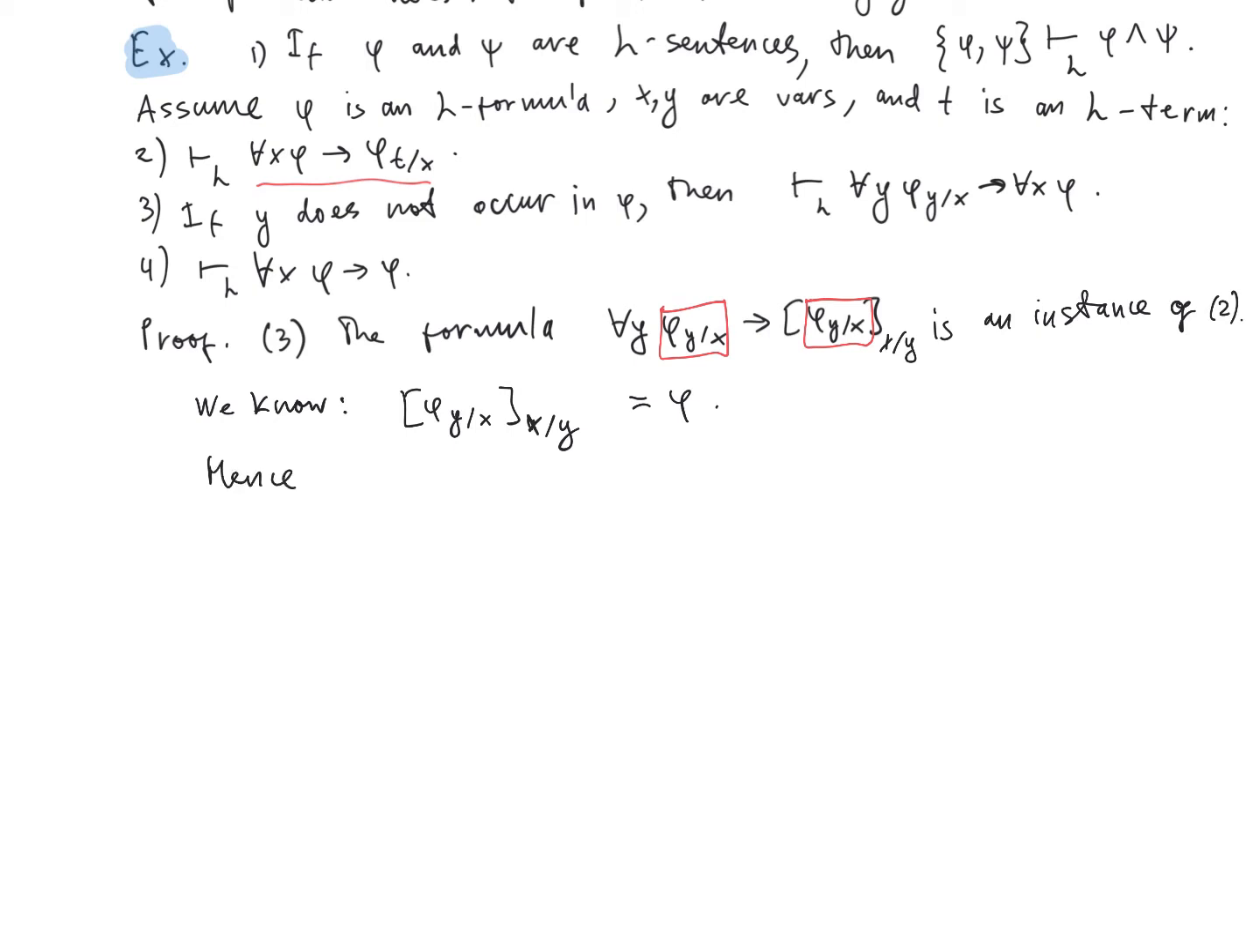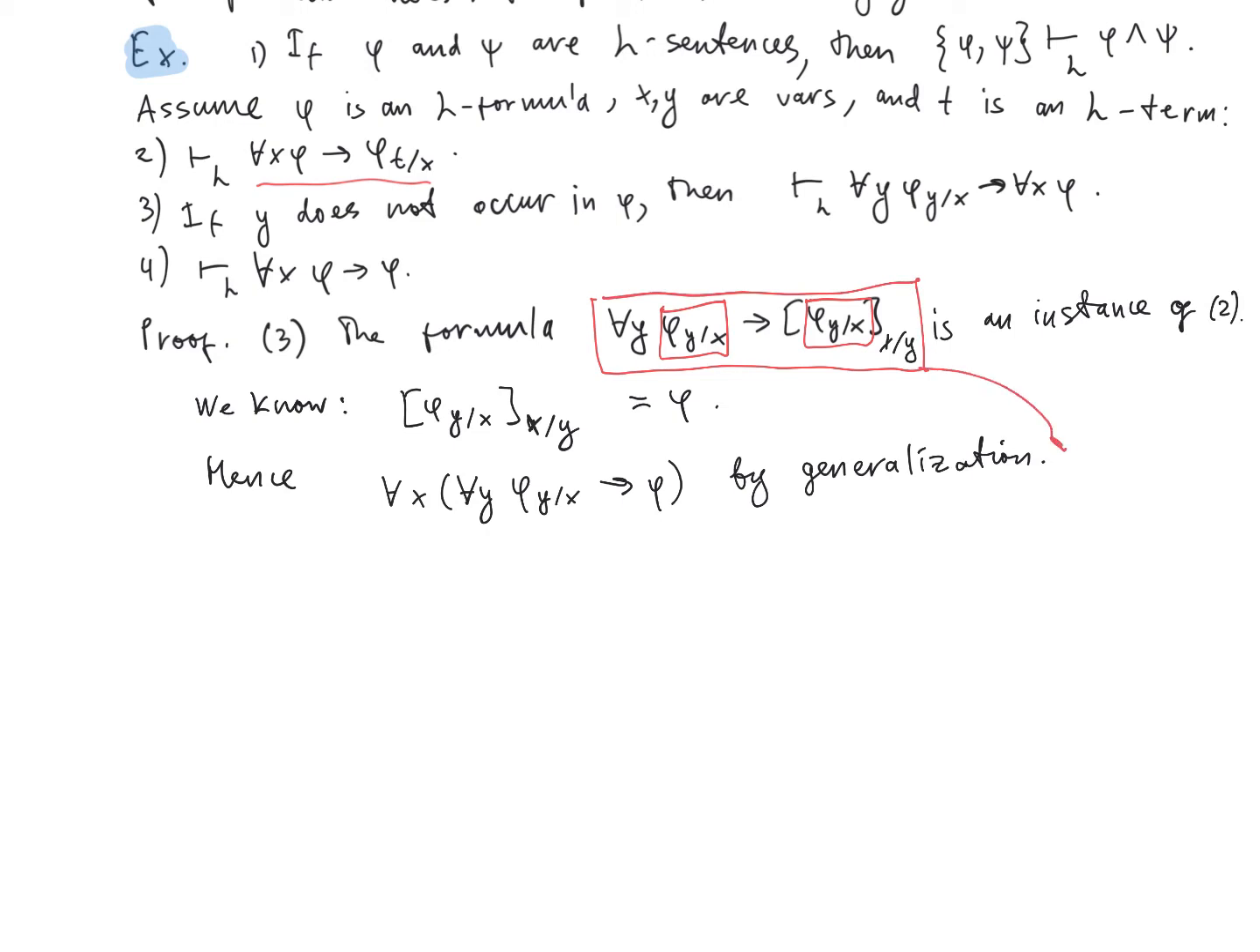Hence, we get the formula: for all x, for all y, phi with y substituted in the place of x implies phi. By generalization, i.e. we can always add a universal quantifier in front of this whole formula.